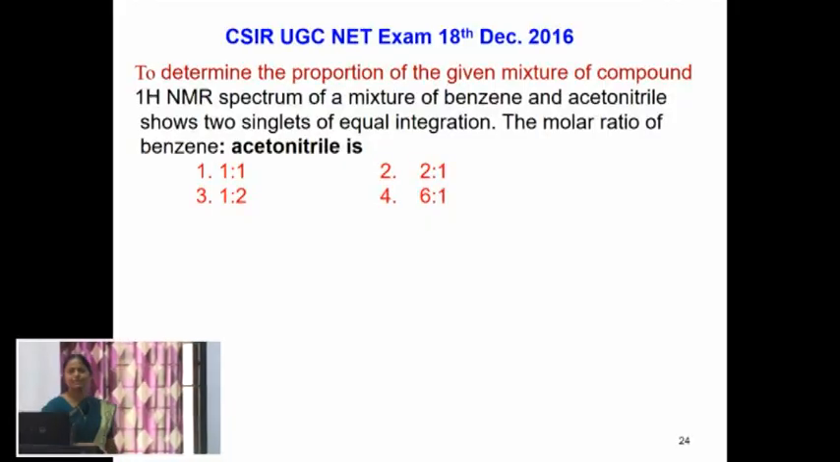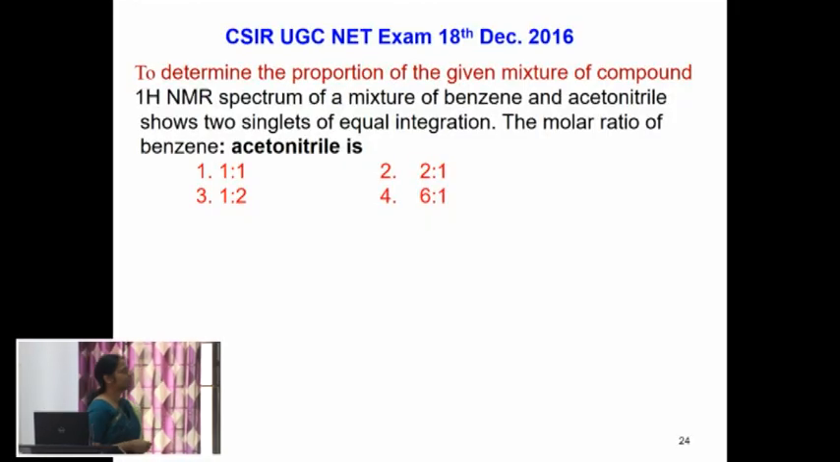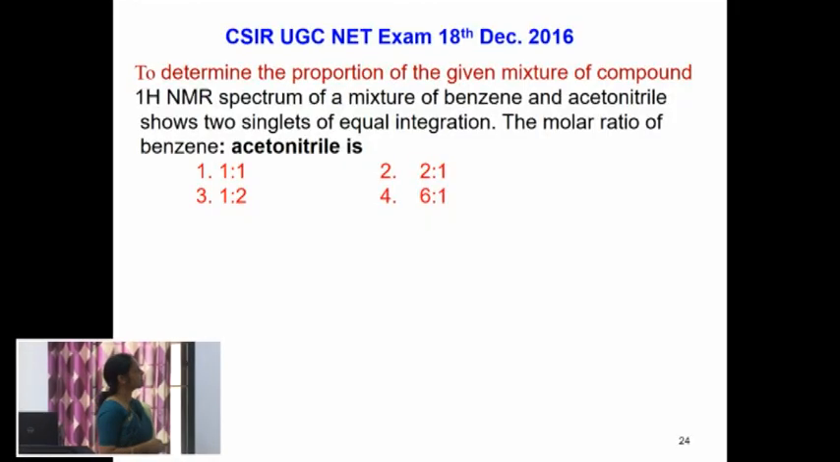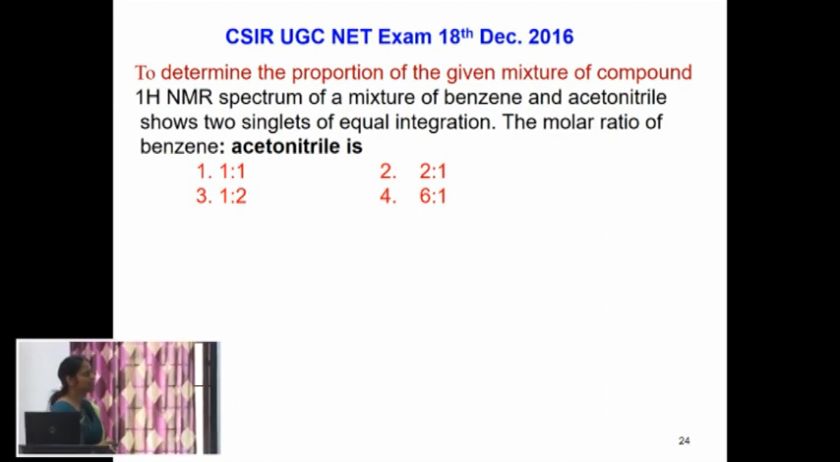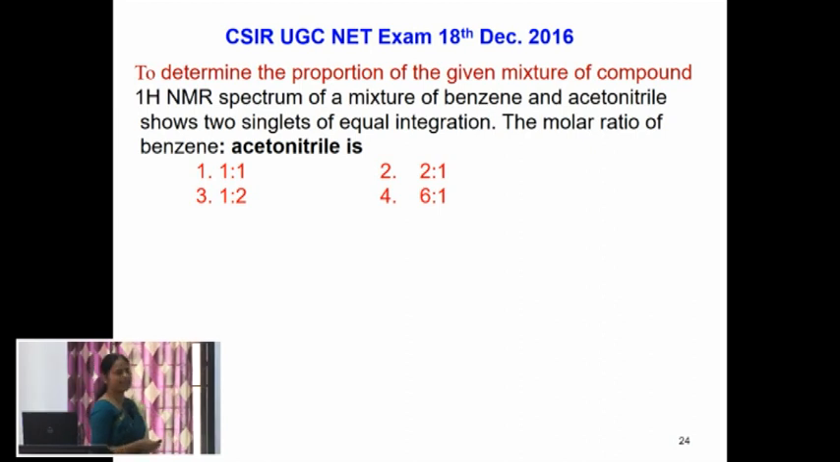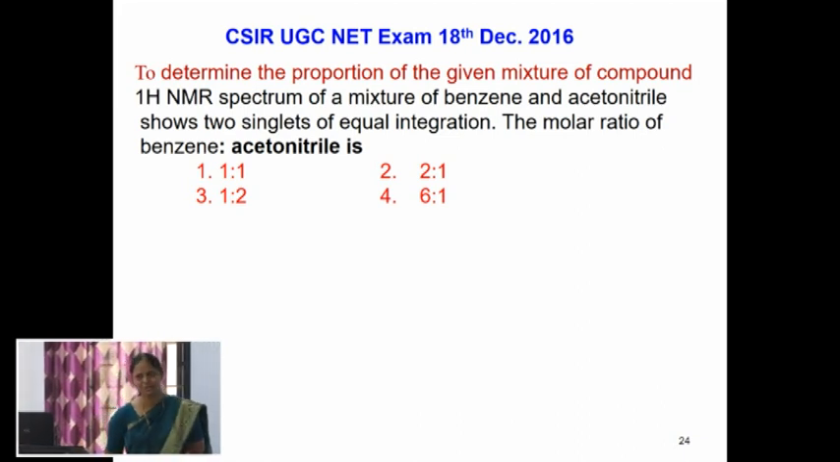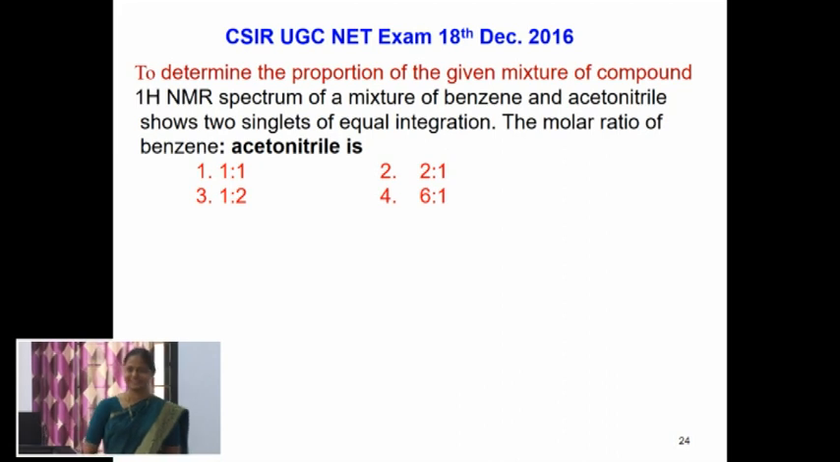This is a very simple question which is included in the UGC CSIR exam. They ask: the H1 NMR spectrum of a mixture of benzene and acetonitrile shows two singlets of equal integration. The molar ratio of benzene and acetonitrile is, and these are the four options. So how do you calculate?